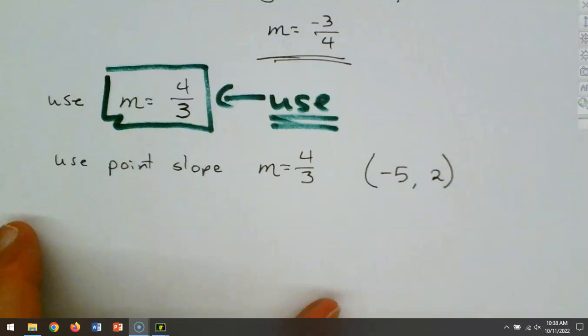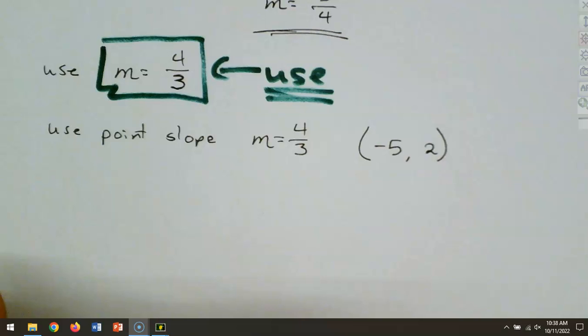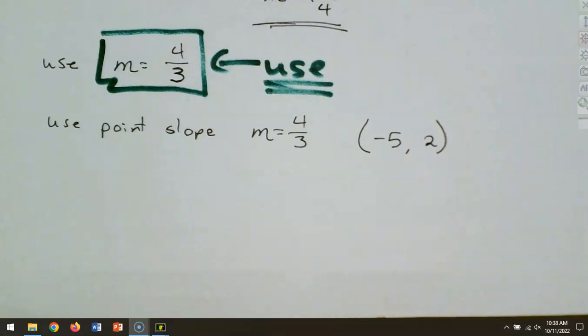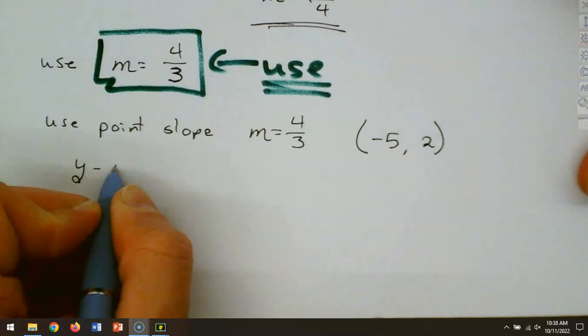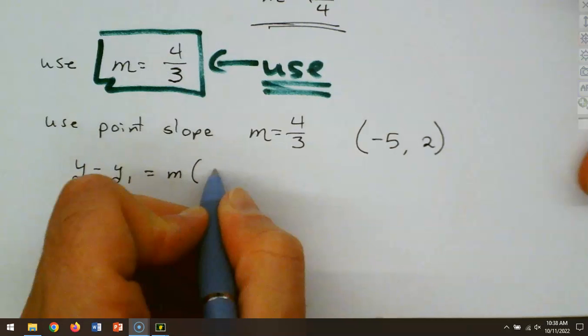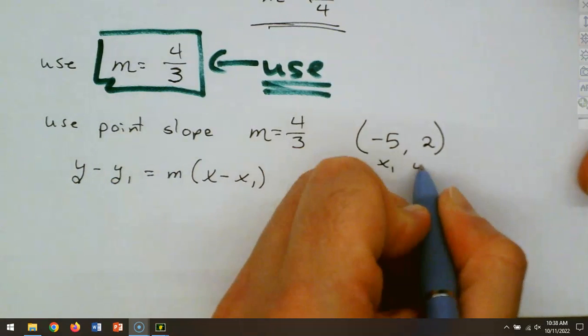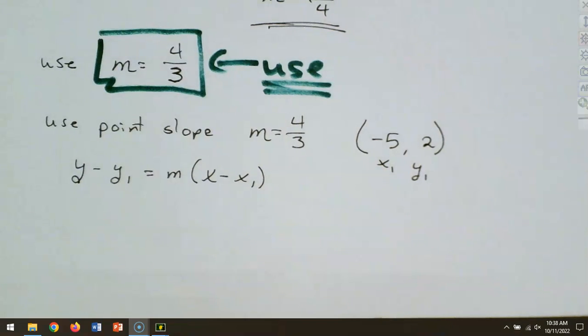So that's what we've got right here. Write up your formula. So that is y minus y1 equals m times x minus x1. There's x1, and there's y1. Plug your values in. Again, watch out for double negatives.